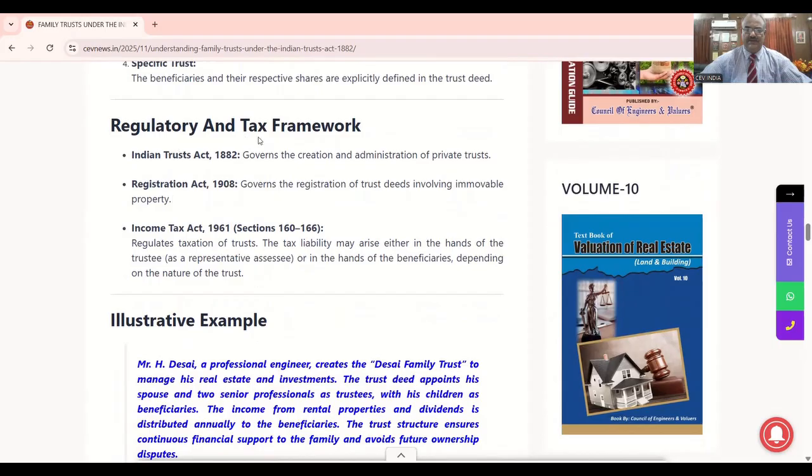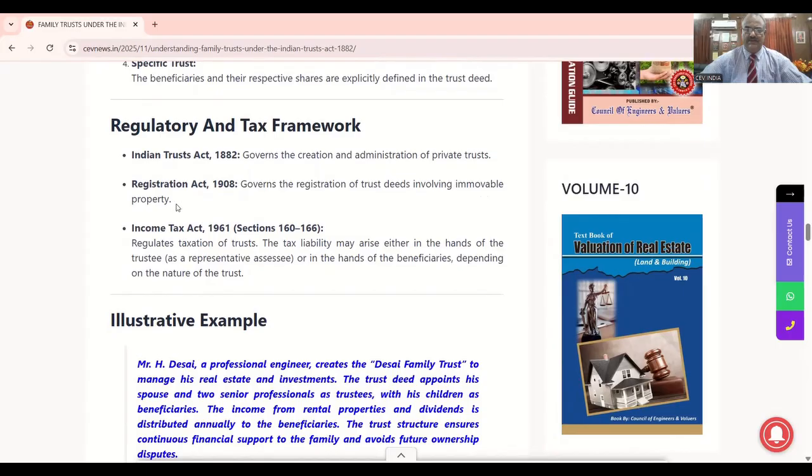Now, regulatory and tax framework. What are the regulations that apply as per Indian acts? We will discuss here regulatory and tax framework. Indian Trust Act 1882. It governs the creation and administration of private trusts. Registration Act 1908 governs the registration of trust deed involving immovable property.